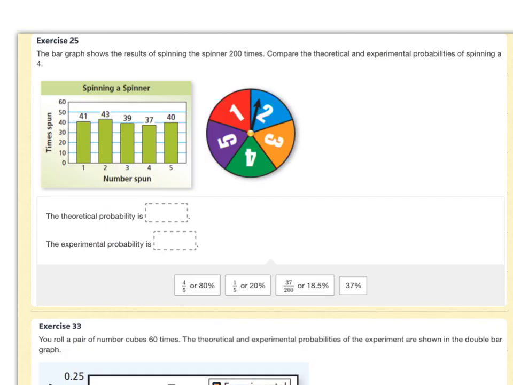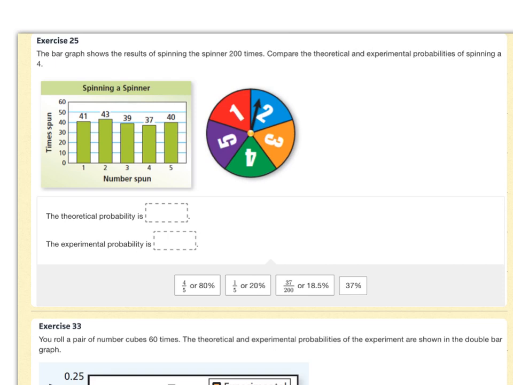All right, let's finish up with a few homework questions. I've done quite a bit in these notes for you guys. Number 25 says the bar graph shows the results of spinning the spinner 200 times. Compare the theoretical and experimental probabilities. We just did this in the last example.